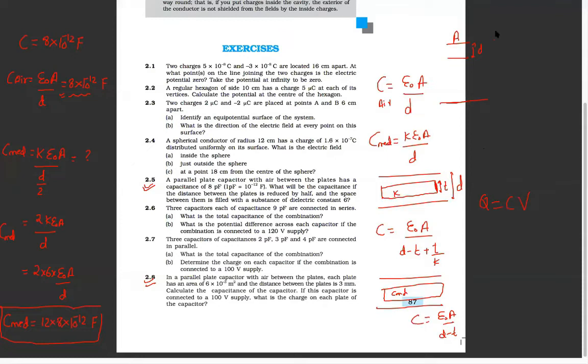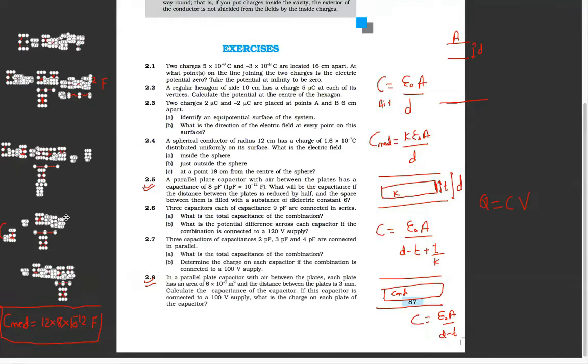So Afroza's answer is 1.771 into 10 raised to minus 9. Okay, Afroza, I'm just checking. Yes, Afroza, your answer is correct. Johanna, I got 2 farad. Johanna, you're making some mistakes.